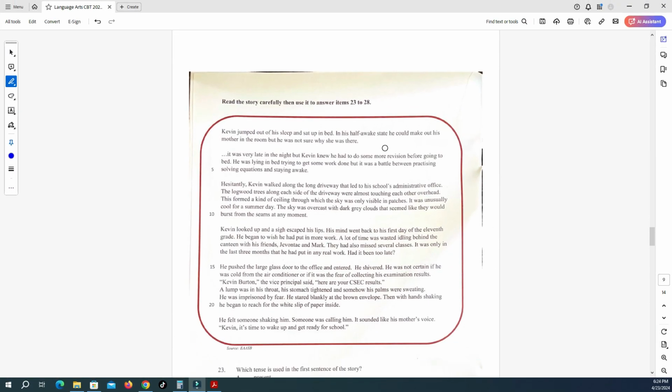Here's more to read. And this time we're going to read this article, which will help us to answer questions from 23 to 28.